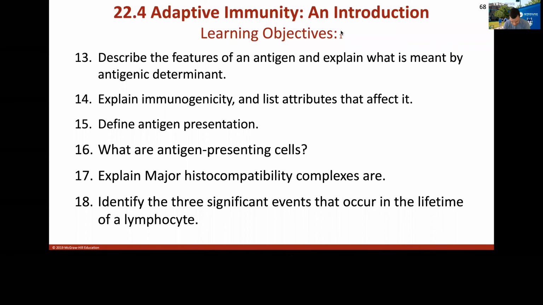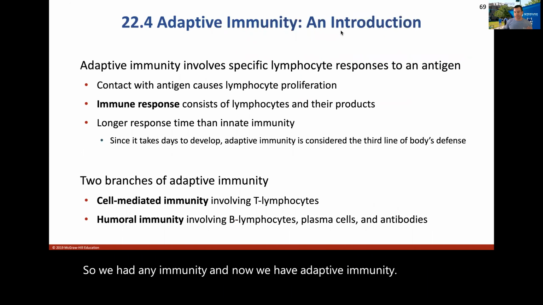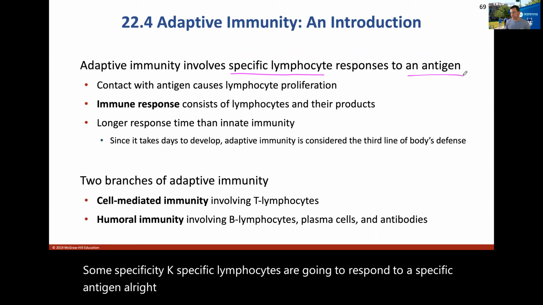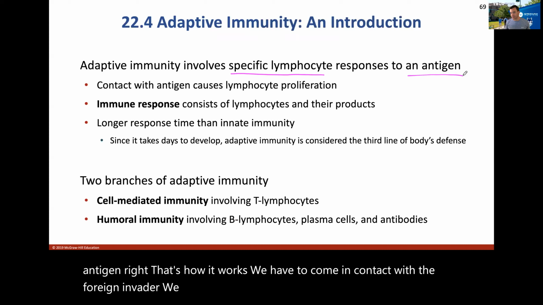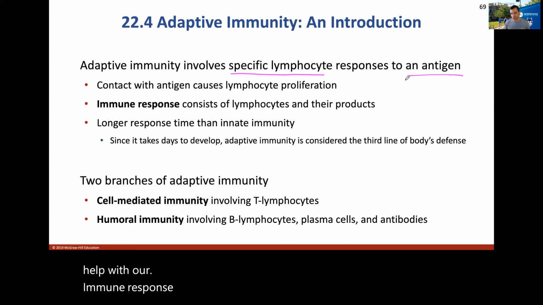Okay, so we had innate immunity and now we have adaptive immunity. Adaptive immunity is going to involve some specificity, okay? Specific lymphocytes are going to respond to a specific antigen. That's how it works. We have to come in contact with the foreign invader, we proliferate in number, and then we mount the immune response. And we have a number of antibodies that are going to help with our immune response, again, responding to a specific foreign invader.